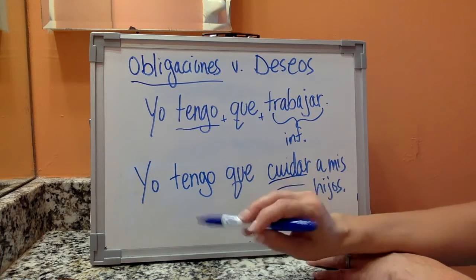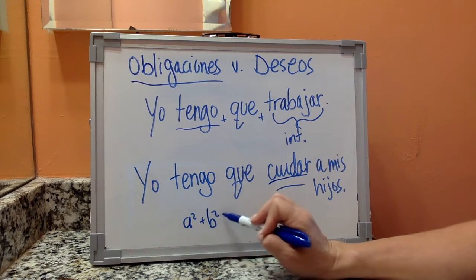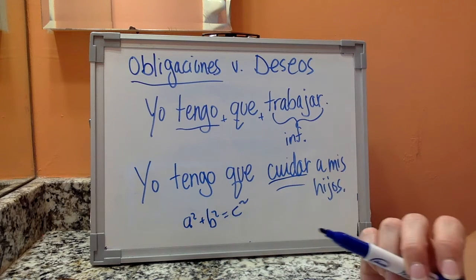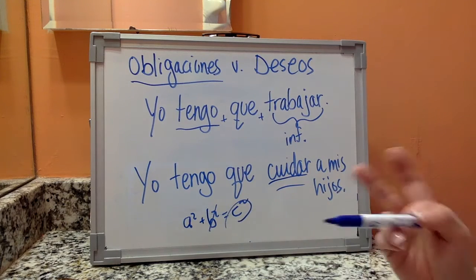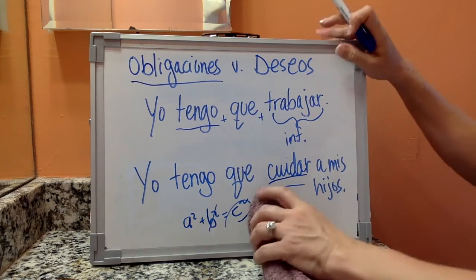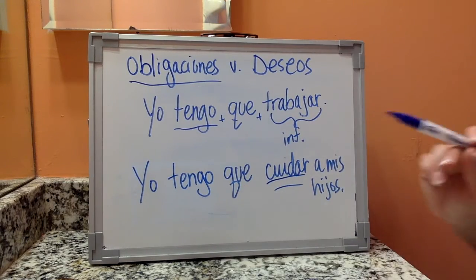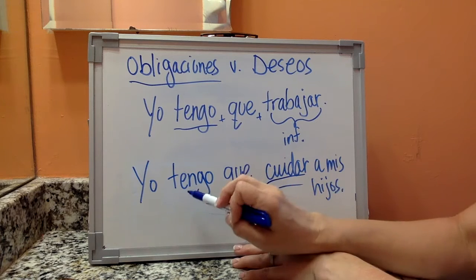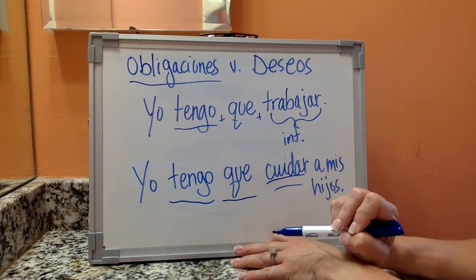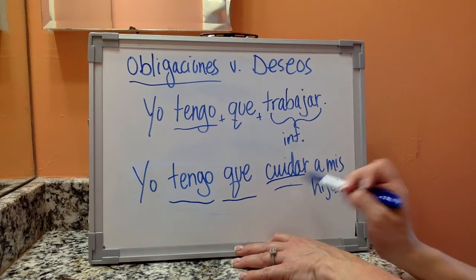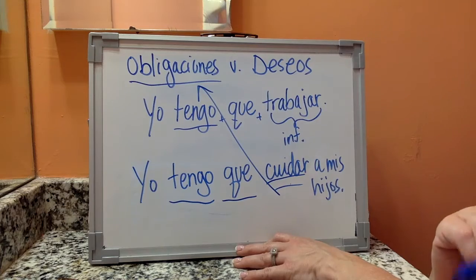If you remember that old mathematical formula, a squared plus b squared equals c squared, that Pythagorean theorem, right? If you take b squared out, you don't get c squared. It's incorrect, right? Same thing with these, okay? So I don't know if you guys are math people or what, but I'm trying to show you that it's a little formulaic. You have to have the conjugated form of the verb tener, you have to have que, and then you have to have an infinitive to represent whatever your obligation might be, okay?